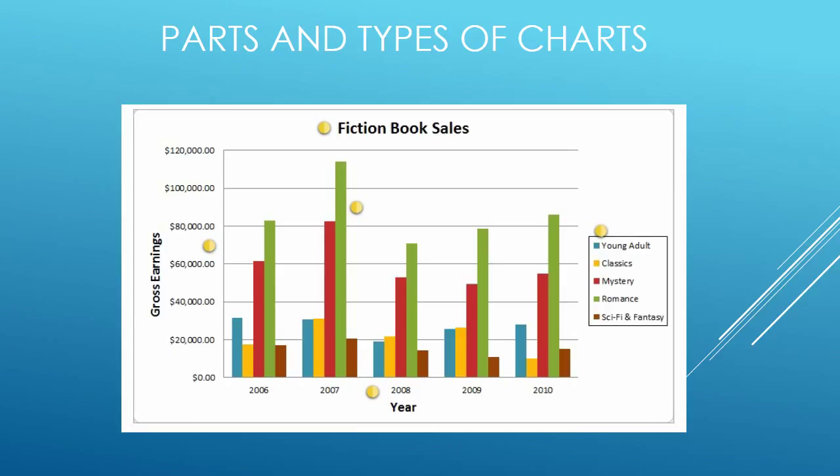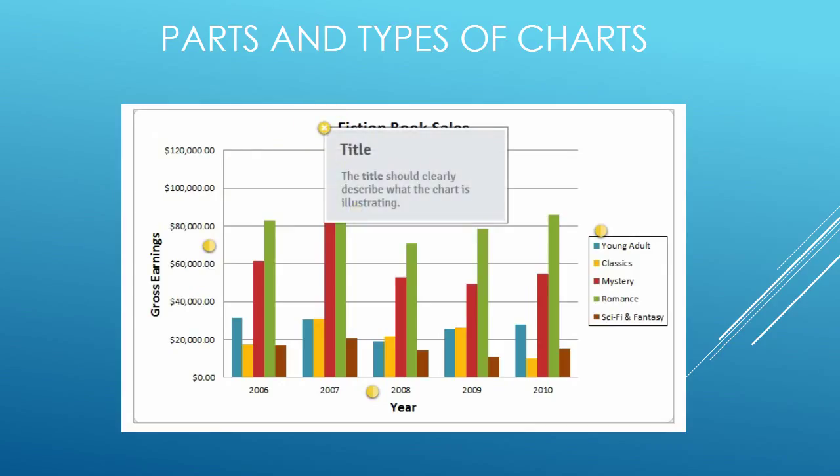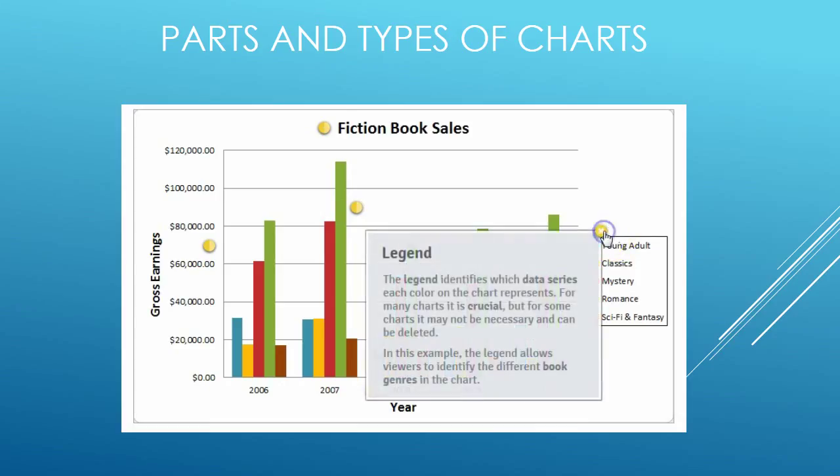Okay, so I want to go through identifying the parts of a chart. This way, when you go to create a chart yourself, you'll have a little bit better understanding of how it works. So up here is your title. This should clearly describe what your chart is going to be illustrating. Here is your legend. This identifies which data series each color on the chart represents. For many charts, it is crucial, but for some charts, it may not be necessary and can be deleted.